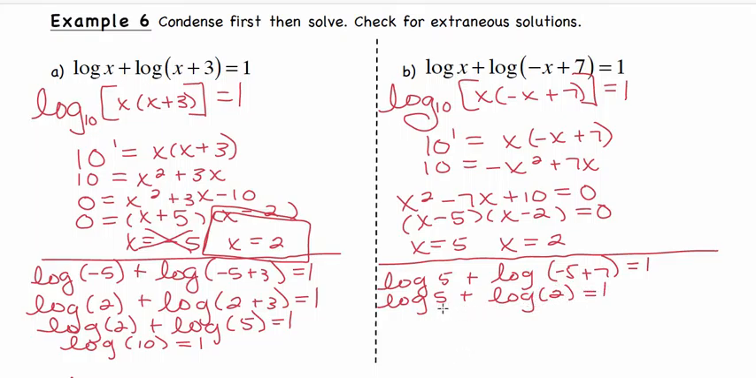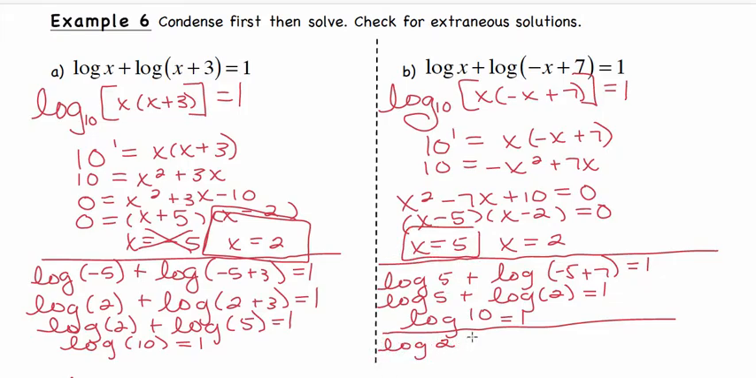And log of 5 plus log of 2 is going to simplify into log of 5 times 2, which is log of 10. And log base 10 of 10 is equal to 1, so that one checks. So 5 is a solution. And then we'll go ahead and check the 2.